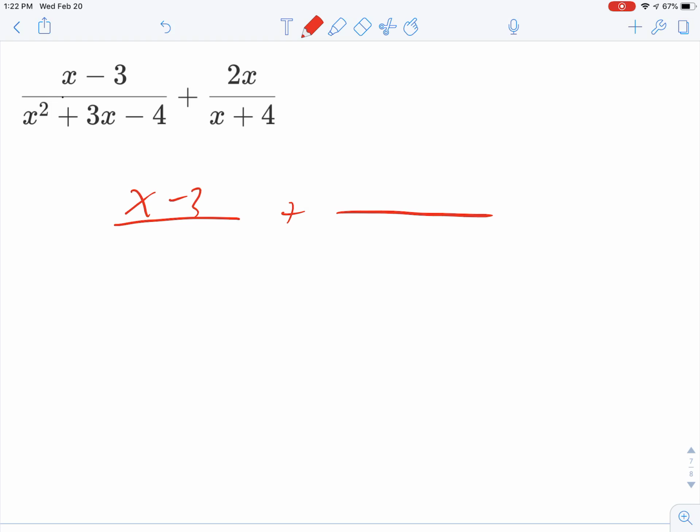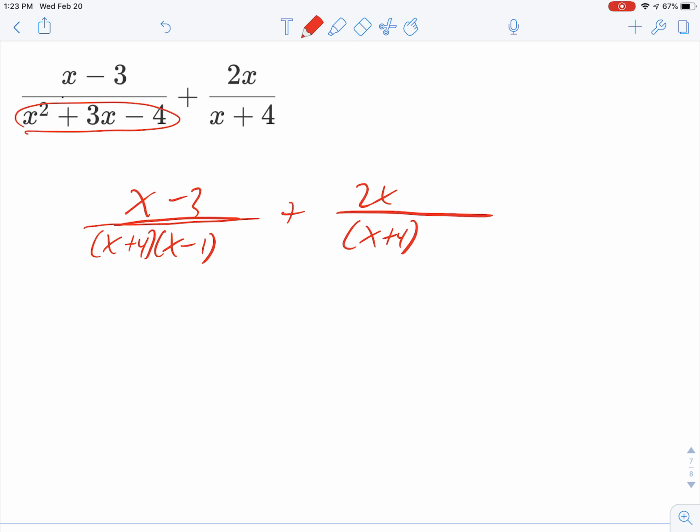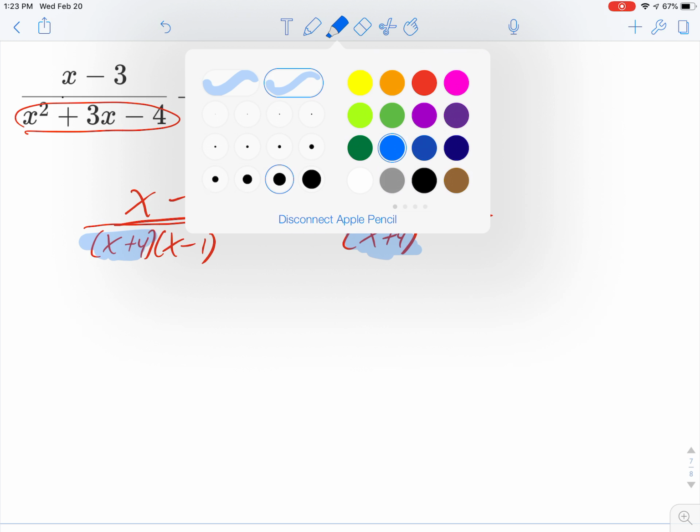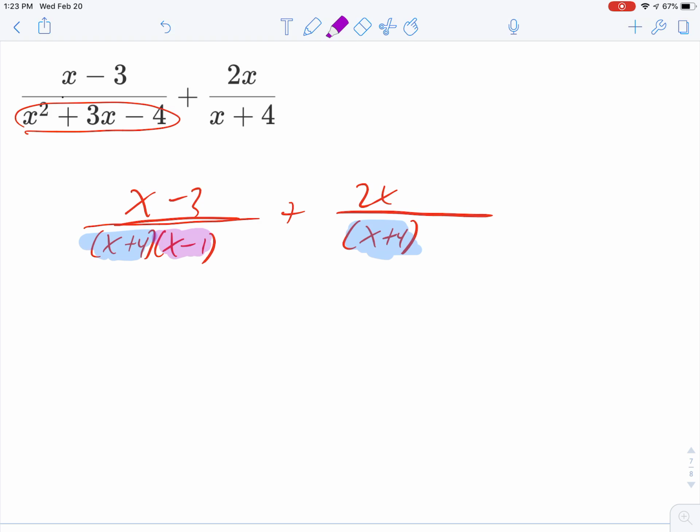So the numerators for now are going to stay put, but the denominators, the bottom, first I'm going to start with this. I'm going to factor that, and that factors pretty easily to x plus 4 times x minus 1. And then this one is just the x plus 4. And so what I notice is they have an x plus 4 already in common, so I don't need to worry about that. The only thing keeping these from being alike is the x minus 1. So I'm missing an x minus 1 from over here. And so I'm going to just simply put one there.